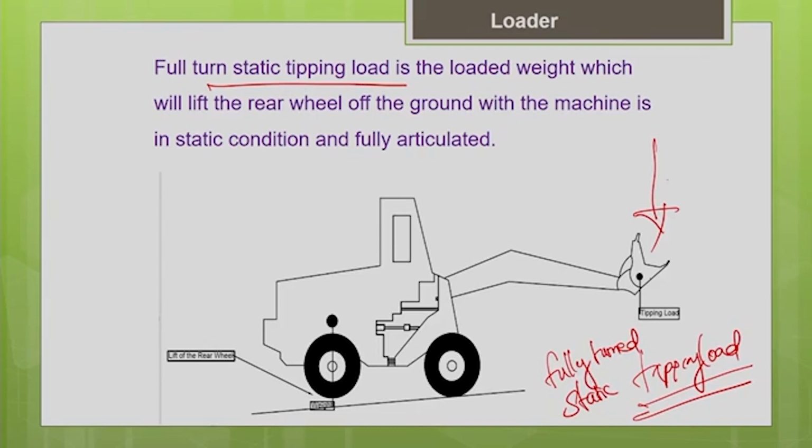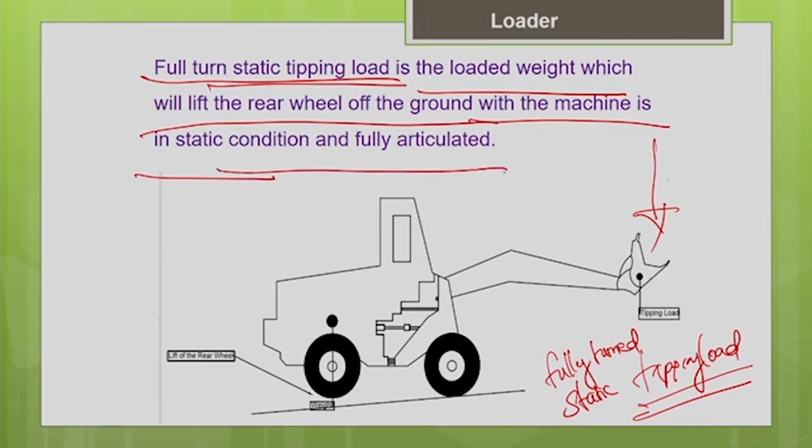So, basically full turn static tipping load is the loaded weight which will lift the rear wheel off the ground with the machine in static condition and fully articulated state. So, this is how they determine the full turn static tipping load. This value you can get from the equipment handbook. The manufacturer will provide you, for different bucket capacities, the full turn static tipping load of the machine.